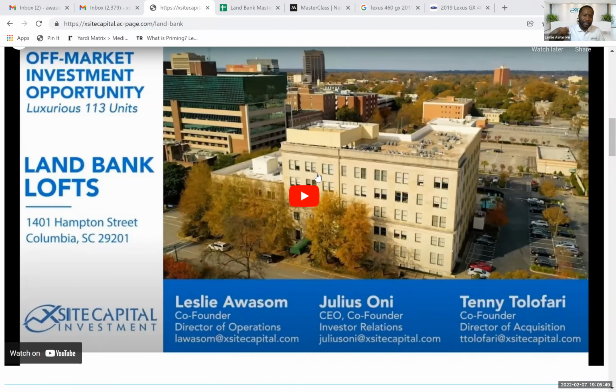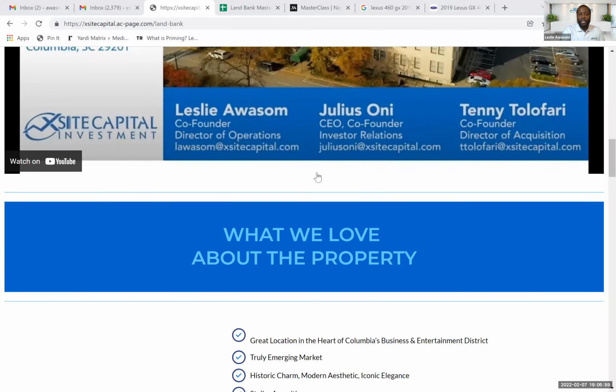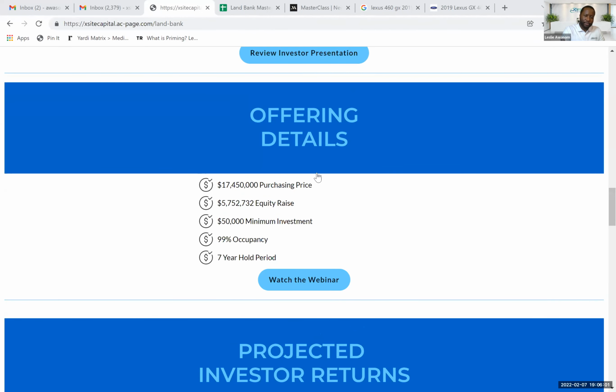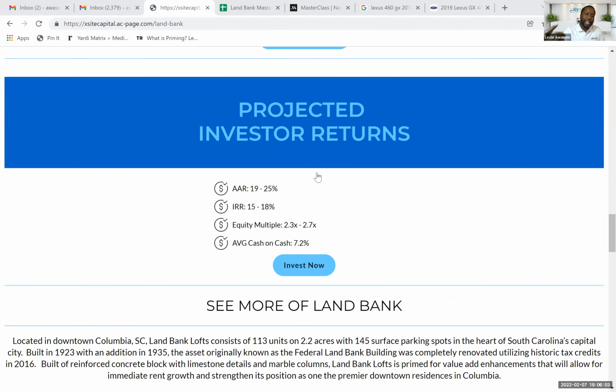And the great thing about this asset is it's a Class A asset with a little bit of value add and has returns similar to a more Class C asset. We are projecting 19 to 25% average annual returns conservatively, and a 15 to 18% IRR conservatively. That's a 2.3x to a 2.7x equity multiple on this deal.